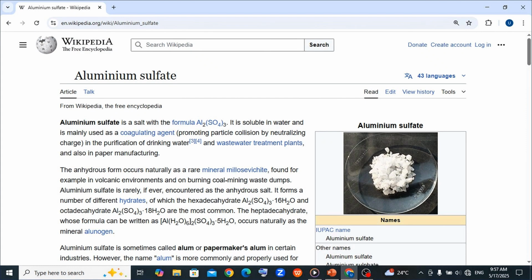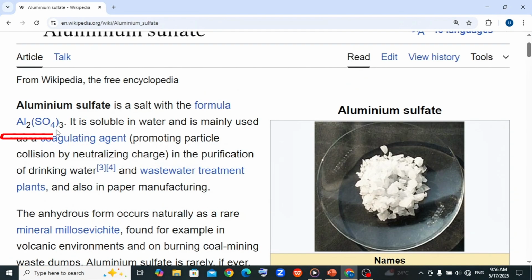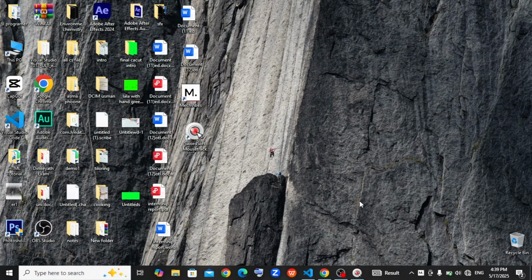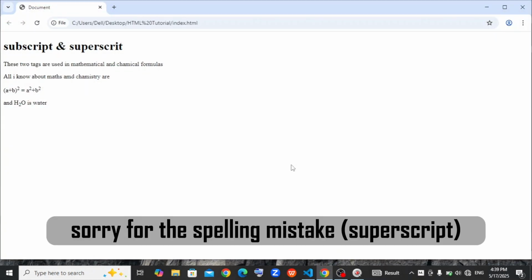Now, let's look at another example. On this website, the chemical formula of aluminum sulfate is displayed. In this formula, the numbers 2, 4, and 3 appear smaller and below the regular text. These are created using the subscript tag. On the screen, you can see a web page that uses both subscript and superscript.